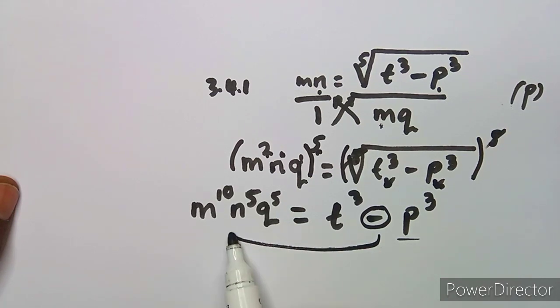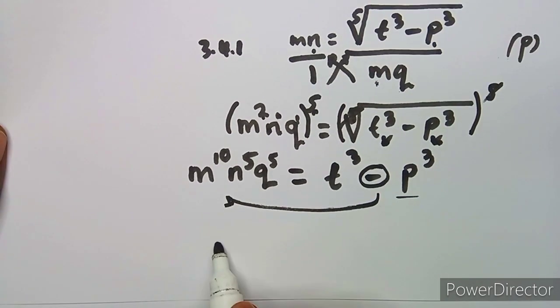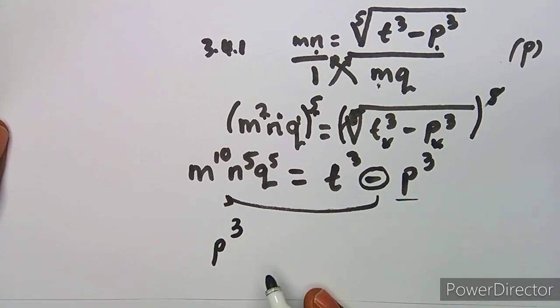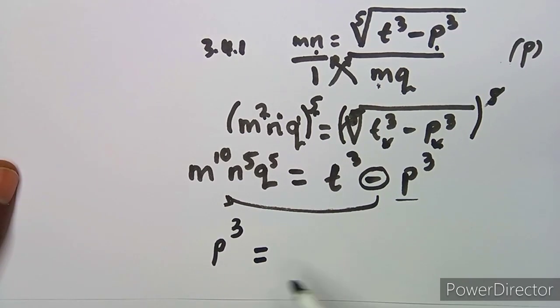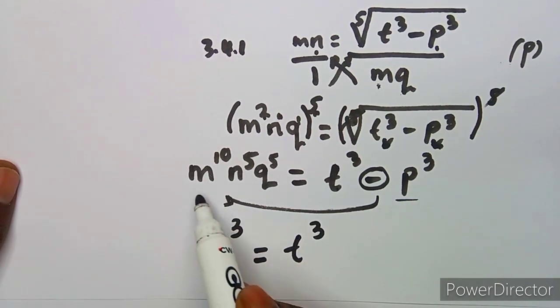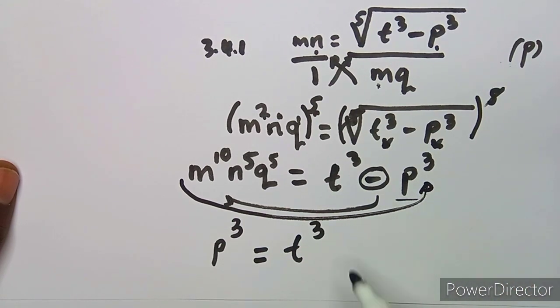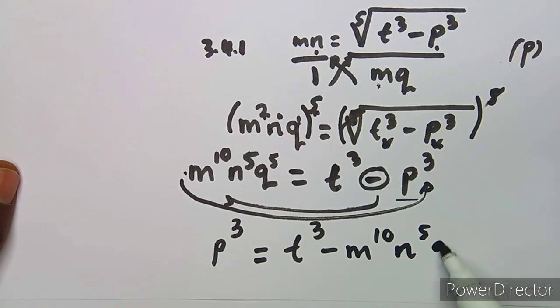We can transpose it to this side so that it can be p to the exponent of 3, which is a positive, which is equal to t to the exponent of 3. Then we transpose this now to where p was. It was a plus, so when it is here, it's going to be minus m to the exponent of 10, n to the exponent of 5, q to the exponent of 5, like that.